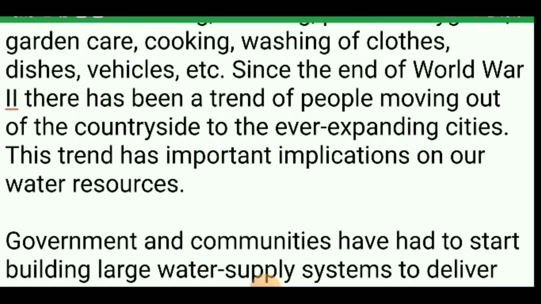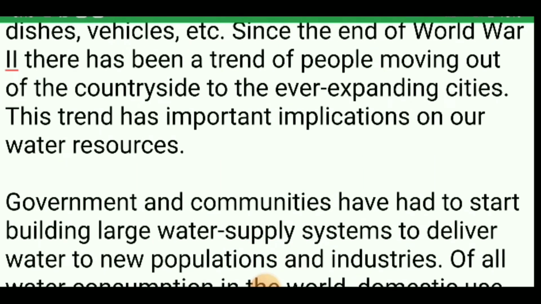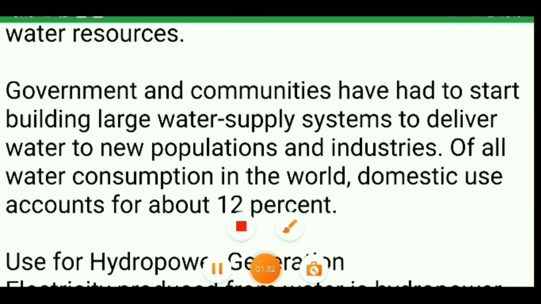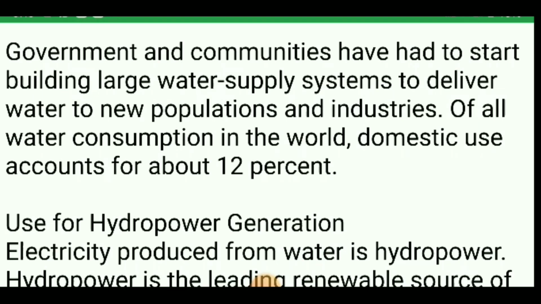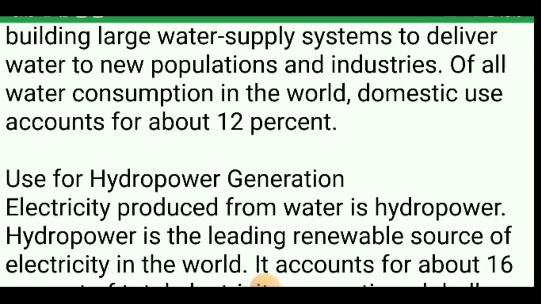moving out of the countryside to the ever expanding cities. This trend has important implications for our water resources. Government and communities have had to start building large water supply systems to deliver water to new populations and industries. Of all water consumption in the world, domestic use accounts for about 12%.